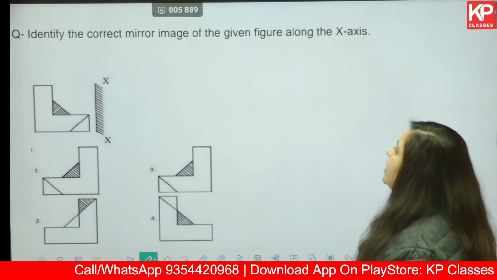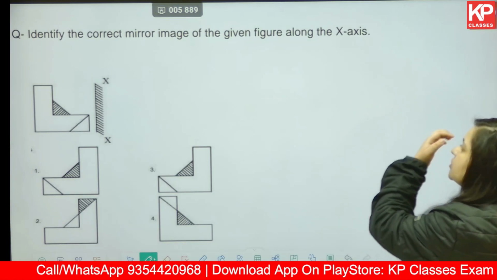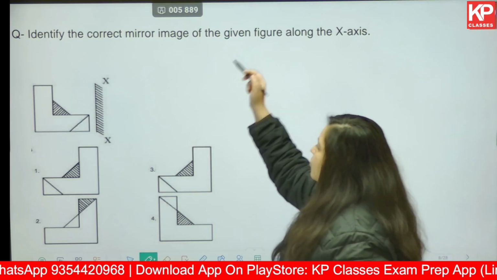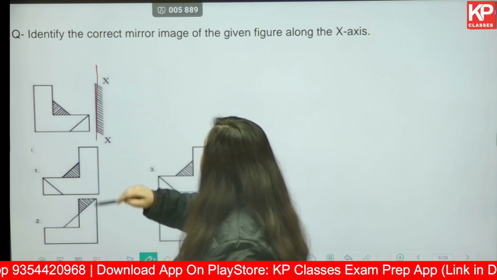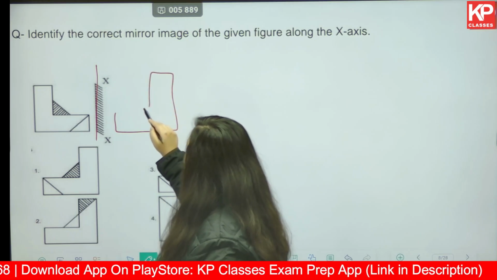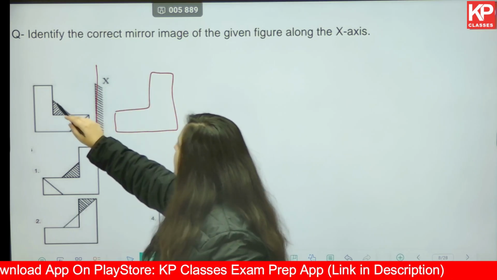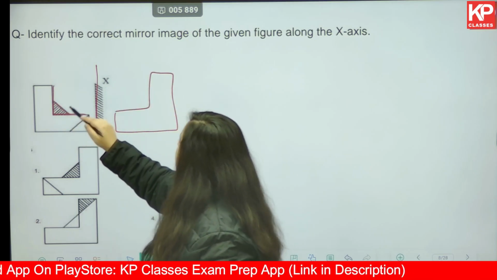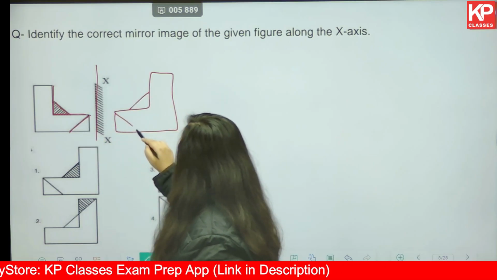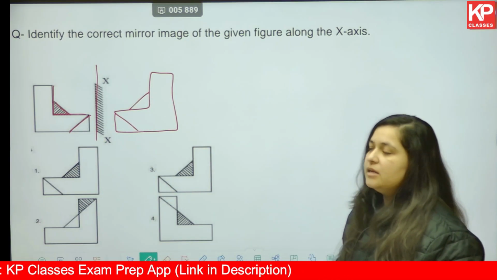Next one, identify the correct mirror image of the given figure along the x-axis. What should the figure become after mirroring? The L must invert, okay. Then this particular hatch comes here and this line comes here. This is what you should ideally be getting.